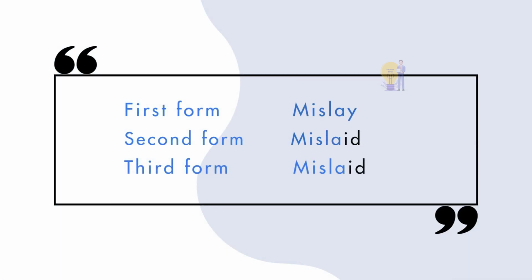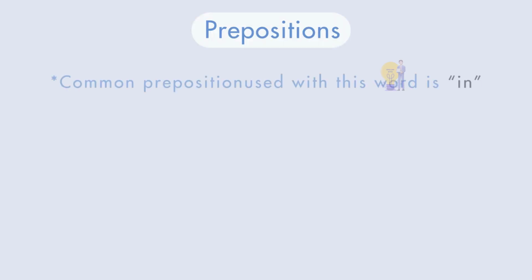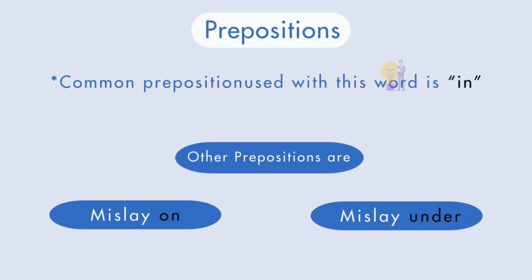The first form is mislay, the second form is mislaid, and the third form is mislaid. Common preposition used with this word is in, and the other prepositions are on and under.